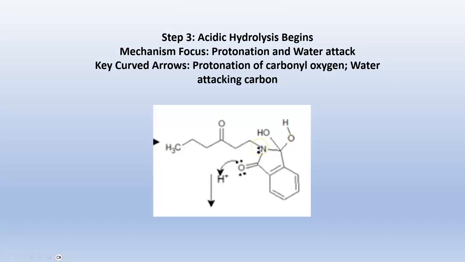What happens next is acidic hydrolysis. What's essentially happening is protonation and water attack. Under acidic conditions, the carbonyl oxygen is protonated, which increases the electrophilicity of the carbonyl carbon. This sets the stage for nucleophilic attack by water, which donates a lone pair to the carbonyl carbon. This again follows the same electron flow logic, where pi electrons shift to oxygen as a tetrahedral intermediate forms.